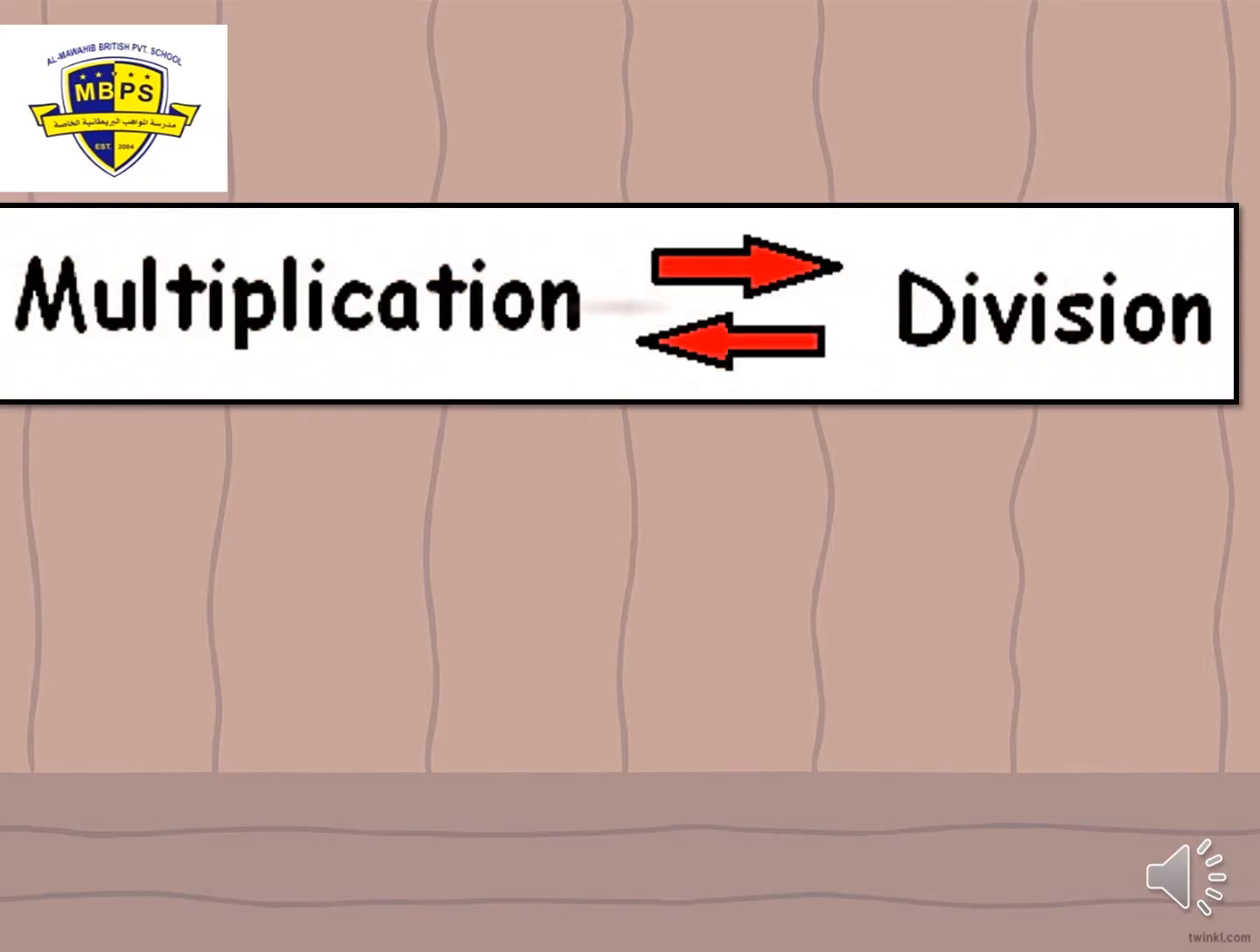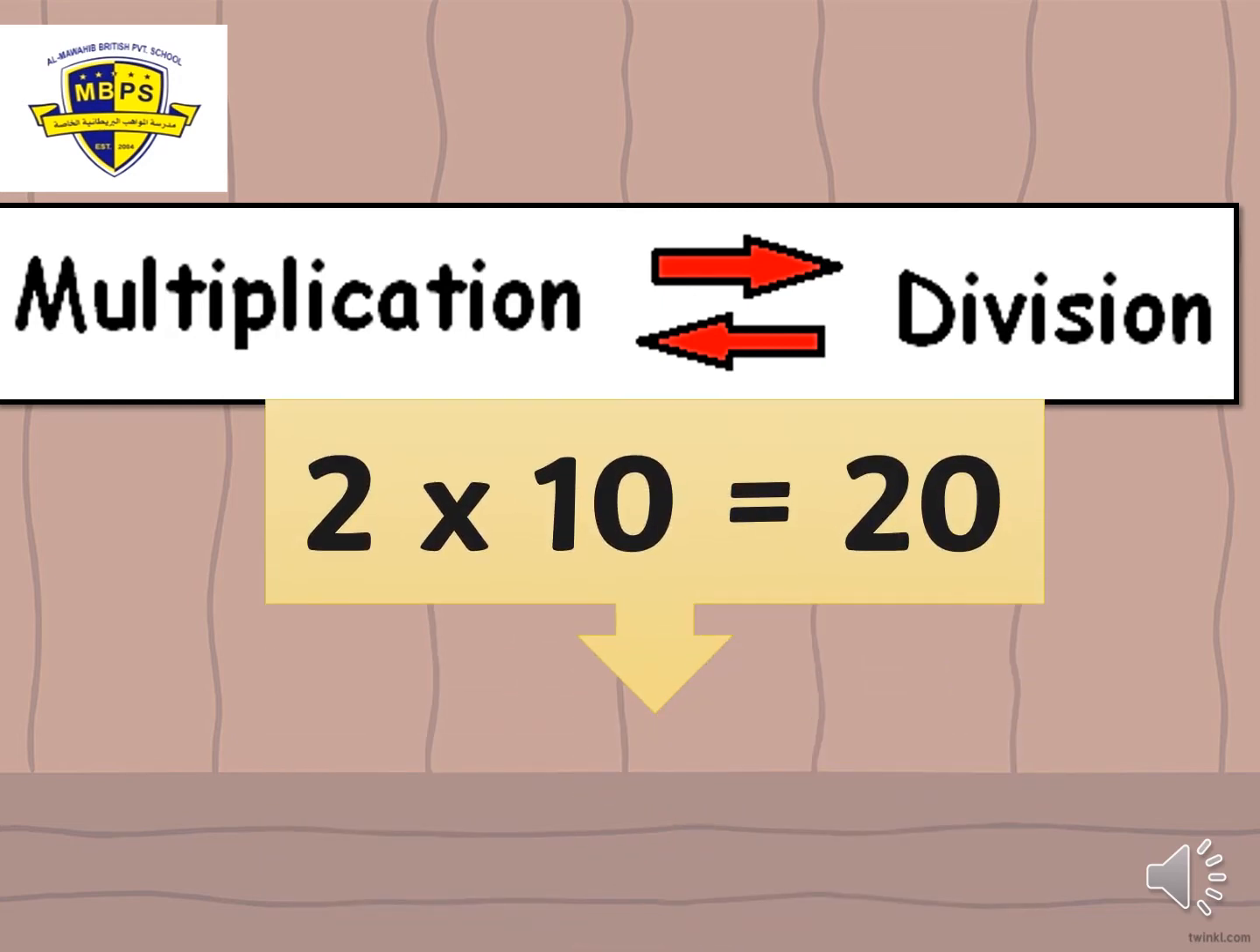Multiplication and division. We said in the last lesson that there is a relation between multiplication and division, and that we can solve division with the help of multiplication. Because today we are going to divide by 10, let's have a look at this multiplication sentence from table 10. 2 times 10 equal 20. Or I can say it in another way, 2 groups of 10 equal 20.